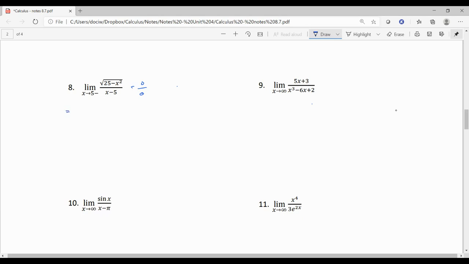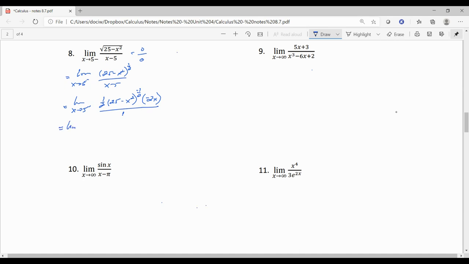Again, before I invoke L'Hopital's, though, I'm just going to rewrite this as 25 minus x squared to the 1/2. And so now the derivative of the top is 1/2 times 25 minus x squared to the negative 1/2 times the derivative of what's inside, so negative 2x. Okay, don't forget your chain rule. And now I'm going to divide that by the derivative of x minus 5, which is simply 1.